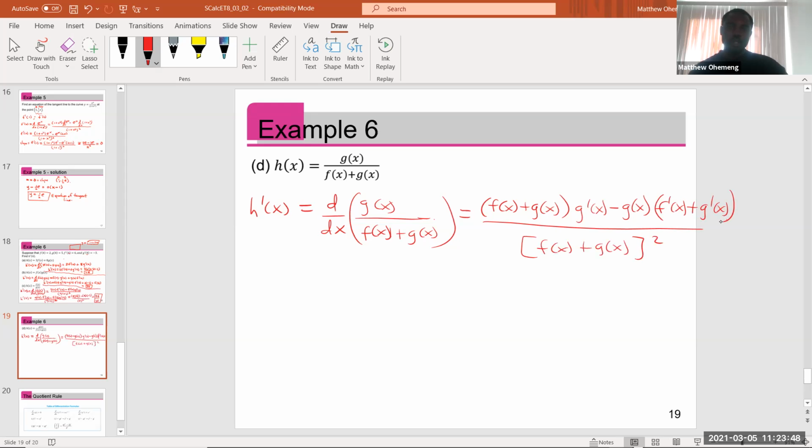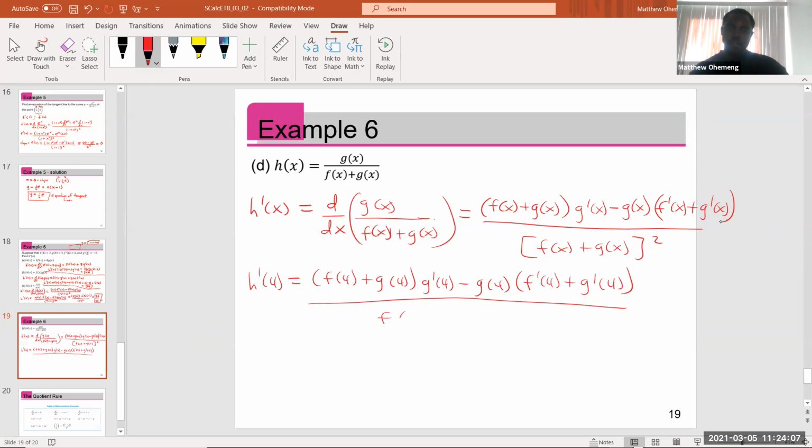So that's the derivative. So if you want h prime of 4, then that'll just be what? F of 4 plus g of 4, and then g prime of 4 minus g of 4, and then f prime of 4 plus g prime of 4, and then all over what? F of 4 plus g of 4, and then all squared, like so.